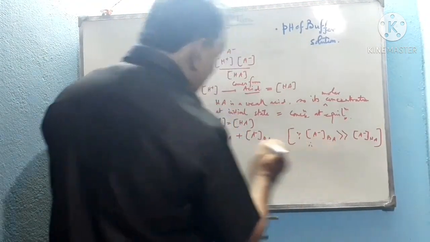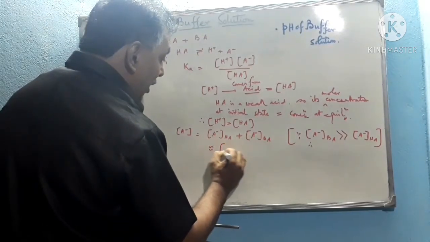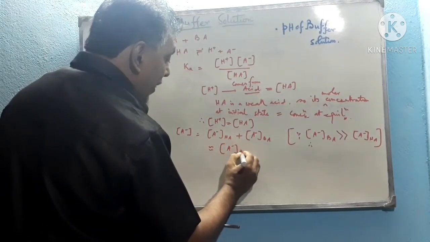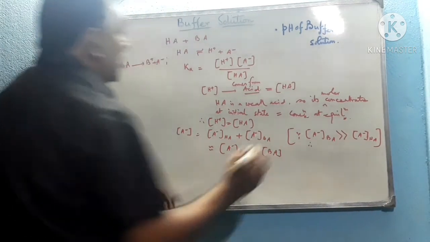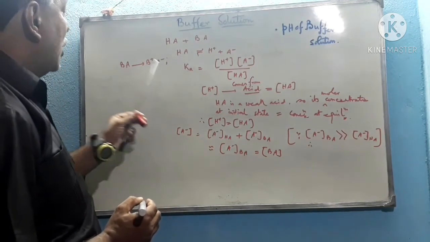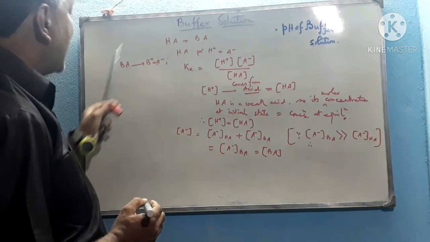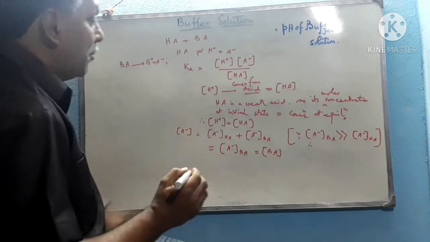So instead of A minus of HA plus A minus of BA, we can write this as approximately equal to A minus of BA, and this is equal to the concentration of BA, because it completely dissociates to generate A minus. So what is the concentration of BA? That will be the concentration of A minus. So A minus of BA is equal to the concentration of BA.